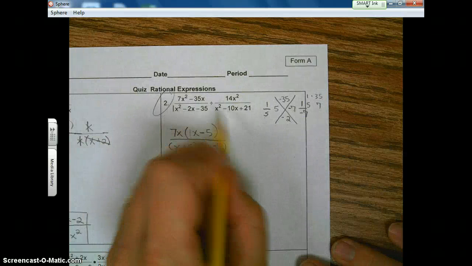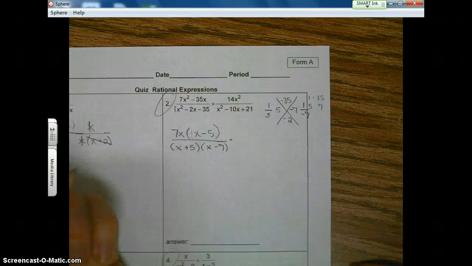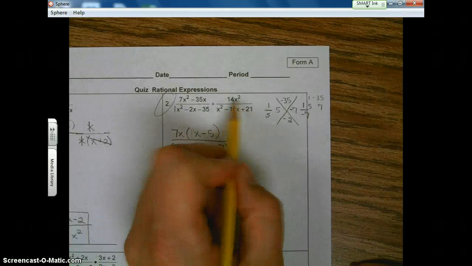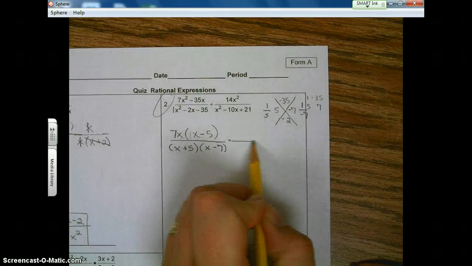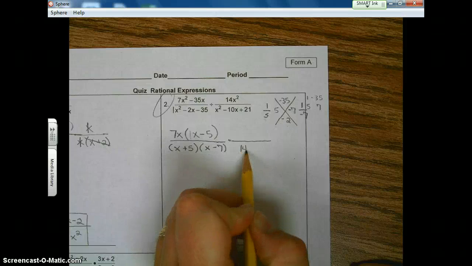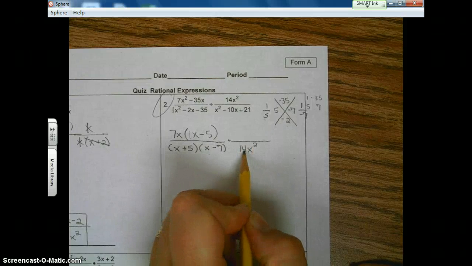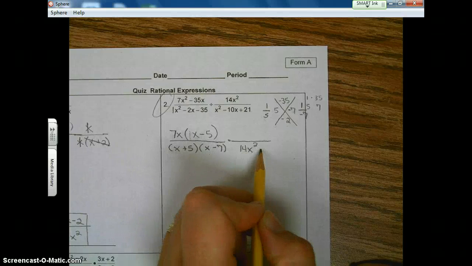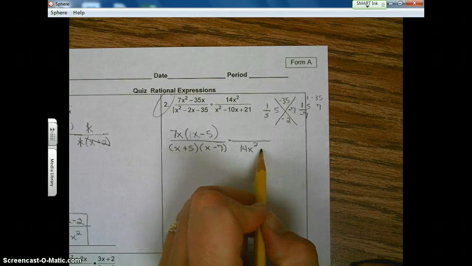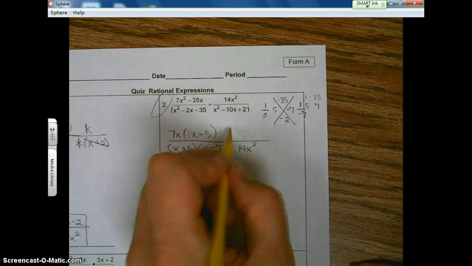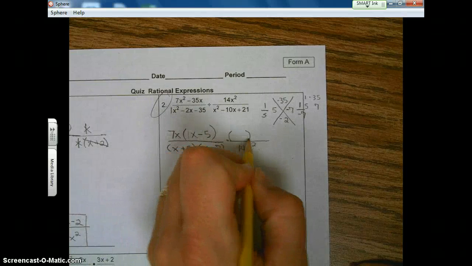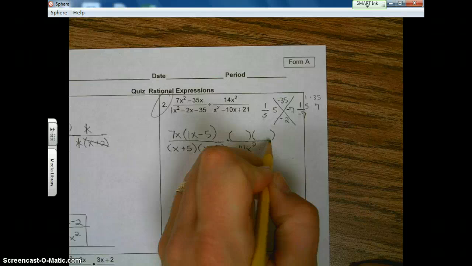Alright, I'm going to change division to multiply. And the 14x squared is going to go on the bottom. Can't factor that. I could write 14 times x times x. I could do that. Let's factor this again using the x factor.